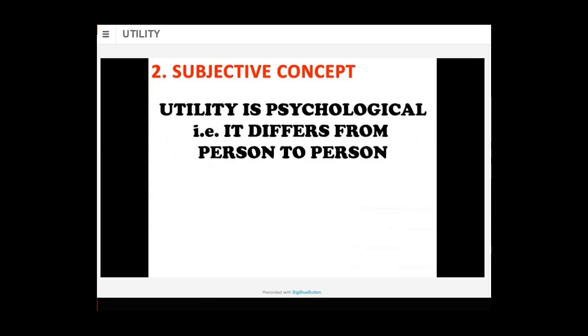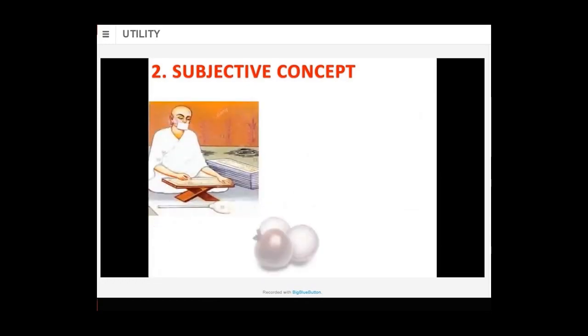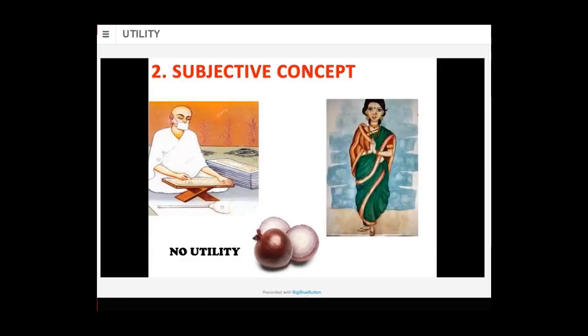Utility is subjective concept. It differs from person to person. जैसे मैंने आपको एग्जांपल दिया था, a Jain Muni and a product onion. Onion cannot satisfy his want, will have no utility. But same product, a Maharashtrian lady, she will have extensive utility of this product, high utility, because she will use it to cook the food.